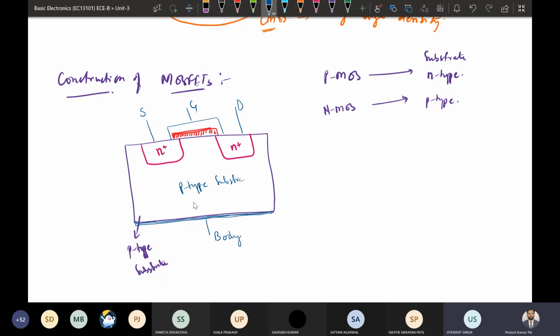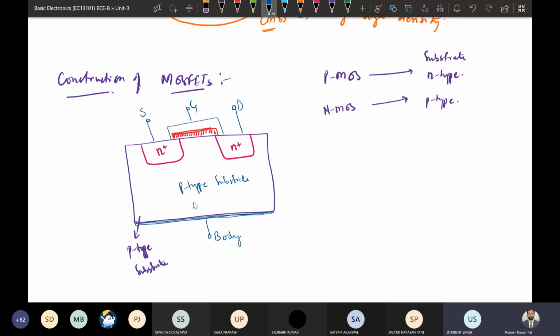So this is a terminal called body, and this is your drain, and this is gate, and this is your source. Okay, so this channel region, in case of depletion type MOSFET, we will be making this region highly doped. We will be making further doping in this region, so that there will be a predefined channel.